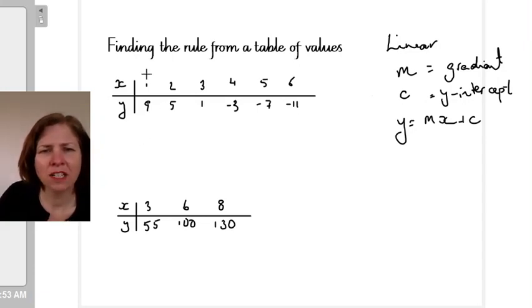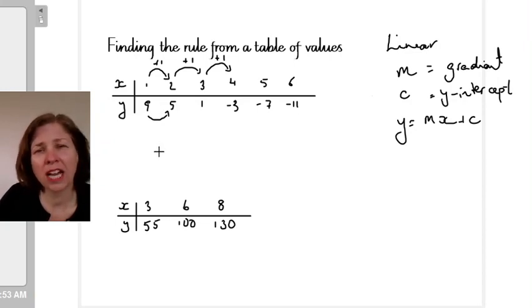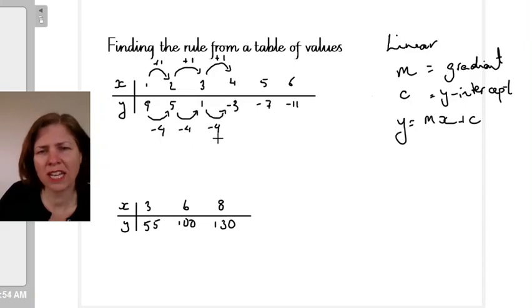To find the gradient, first I check, are my x values increasing by 1? And they are. If I look at all of these values, they're increasing by 1. And that means that if I look at my y values, they are going to be changing according to the gradient. So 9 to 5, I've gone down -4. 5 to 1, I've gone down -4. 1 to -3, I've gone down -4. So I now know that my gradient is -4.